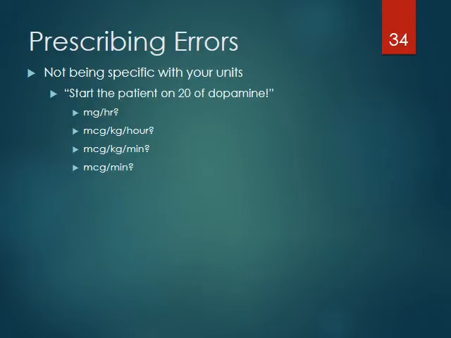And then not being specific with your units can be a big problem as well. So start the patient on 20 of dopamine. Okay, well, what does that mean? Does that mean milligrams per hour, mics per kilo per hour, mics per kilo per minute, micrograms per minute? What should that really be?